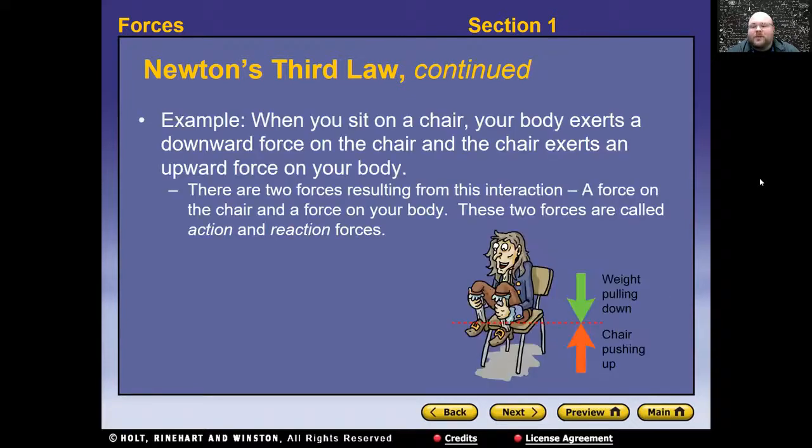We also have this example. When you sit on a chair, your body exerts a downward force on the chair, which is happening because of gravity, and the chair exerts an upward force on the body. So it's pushing against your body, holding you up. There are two forces resulting from this interaction. There's a force on the chair and a force on your body. And when we have these two forces happening, these are called action and reaction forces. And again, they're completely equal and completely opposite. So they're the same amount of force going in the opposite direction.